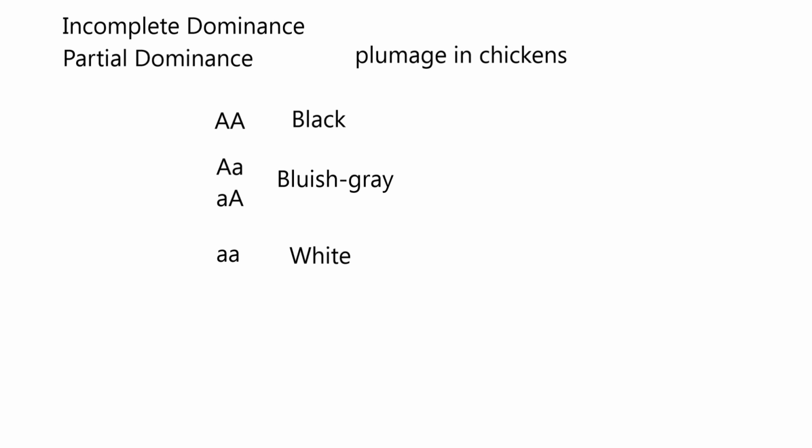You get some blending, I guess is the best way to say this, a blending of the two alleles to give you a third phenotype. Okay, so like here's one phenotype, here's the genotype, and here's the phenotype. Here's another phenotype, and here's another phenotype, the color. So that's incomplete dominance, sometimes called partial dominance.